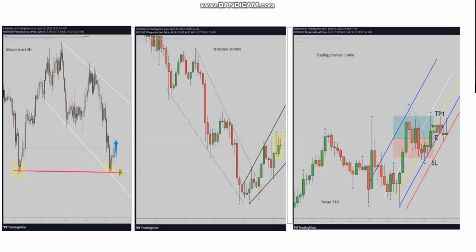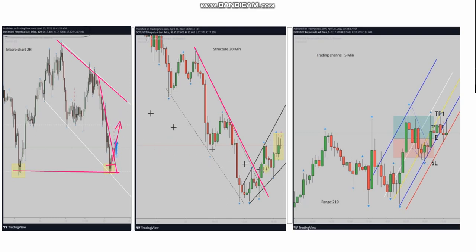So as you see, the structural 2 hours shows kind of sideways, but it's already rejected at this stage. So we see this trend line is broken. So the price is broken here. You see, and it's coming up. So he's taking this wave.